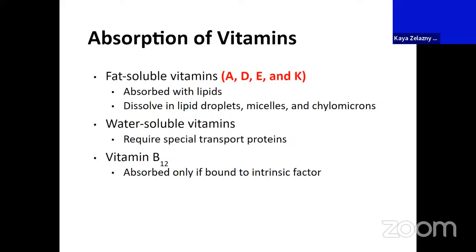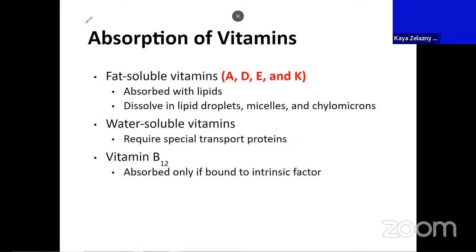So vitamins tend to be either fat soluble or water soluble. This is linked up a little bit to their chemical properties, right? Things that are hydrophobic, nonpolar are going to tend to be fat soluble. Things that are hydrophilic are going to tend to be water soluble. So we have two different classes of vitamins. A lot of them are fat soluble.